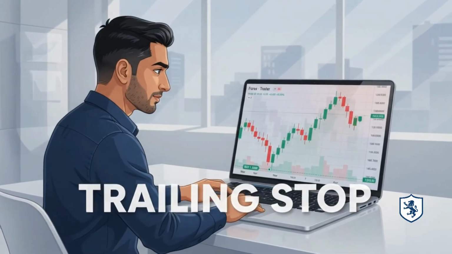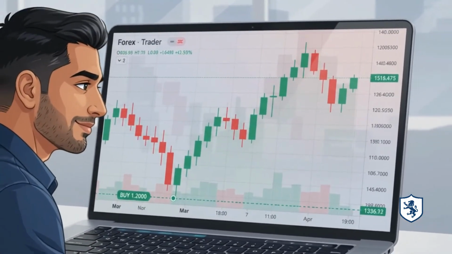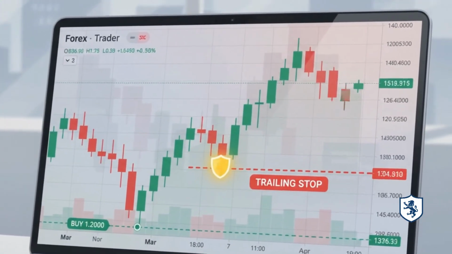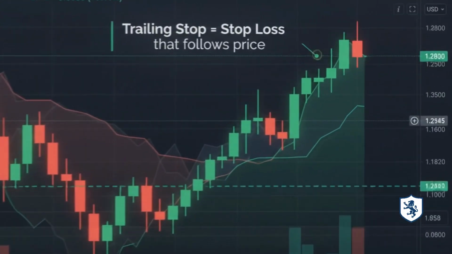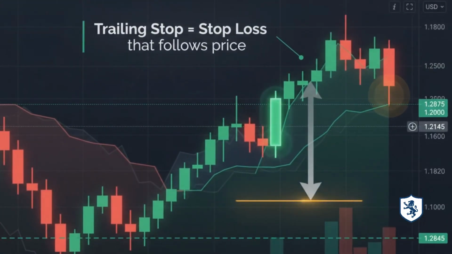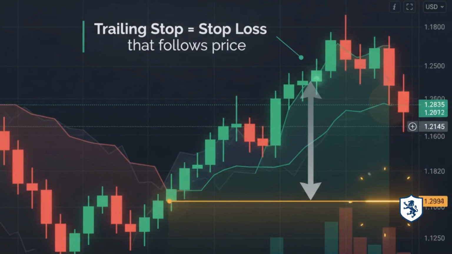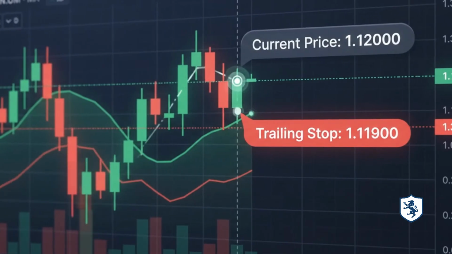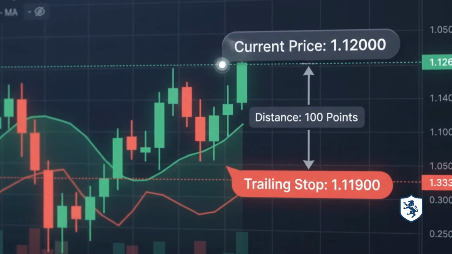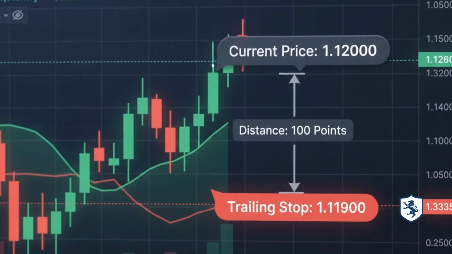Another popular tool that traders use is the trailing stop. A trailing stop is placed on an open position. It is set at a specified distance from the current price. The trailing stop distance is measured in points, not pips, for precise platform accuracy.